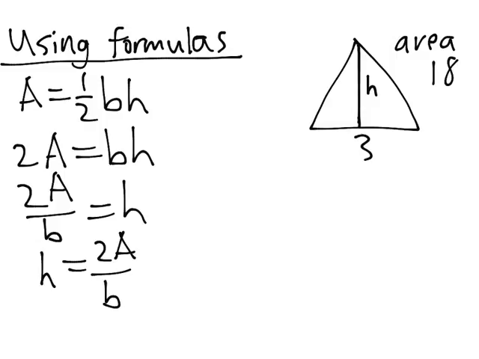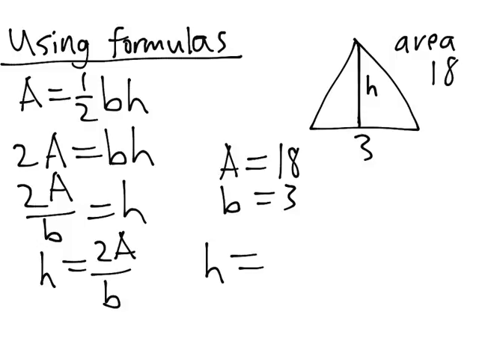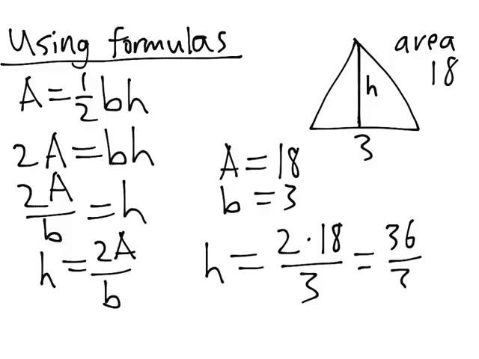Now that the formula is in the form that we want it, we can just plug in our values for A and b. A is equal to 18, and b is equal to 3. So h is equal to 2 times 18 over 3. This is just 36 over 3, which equals 12. So the height of the triangle must be 12.